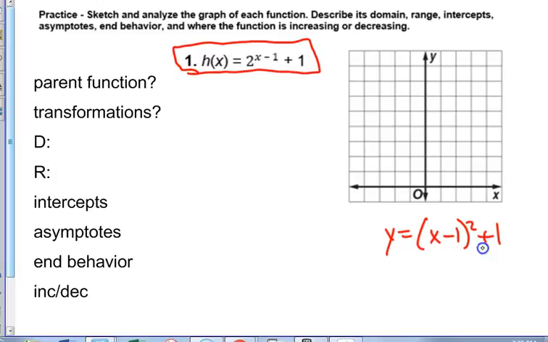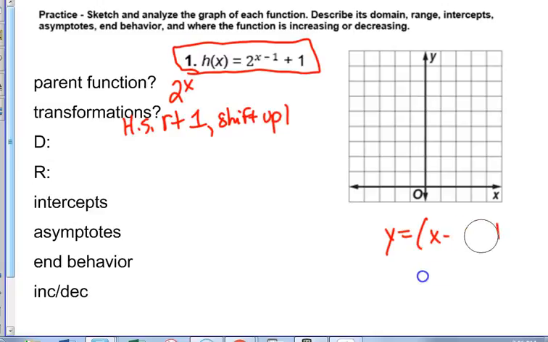If this was a parabola, what would have happened? The vertex would have shifted right one and up one. The same thing is happening here to the parent function 2 to the x. Shifted right one horizontally, and vertically it shifted up one. Just write right one and up one, I don't care. All right, now let me go back. That was kind of reviewing the concept.